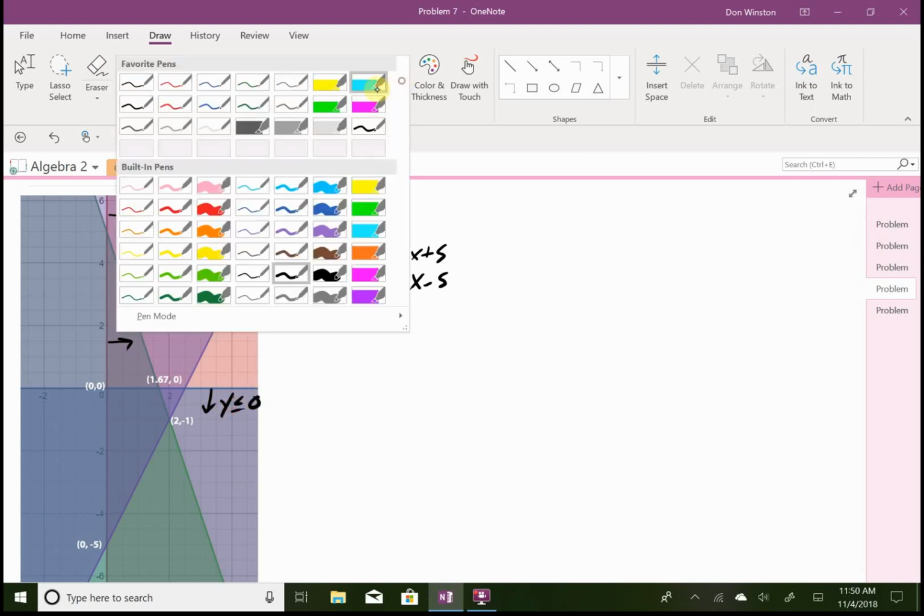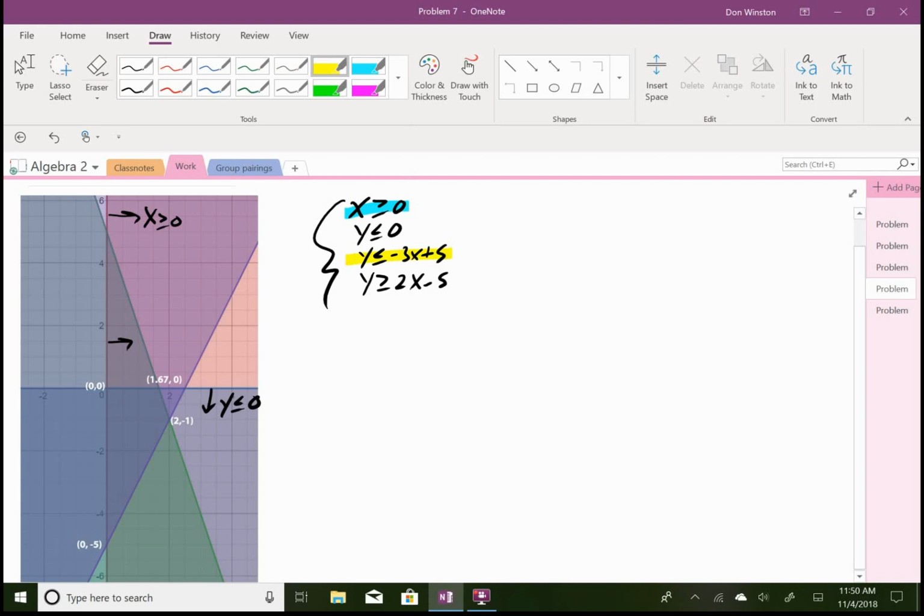The next equation, y is less than or equal to negative 3x plus 5. Graph that. My y-intercept is 5. I go down 3 and over 1. So that will be the equation there. Y is less than or equal to minus 3x plus 5. And I have to be below that line.